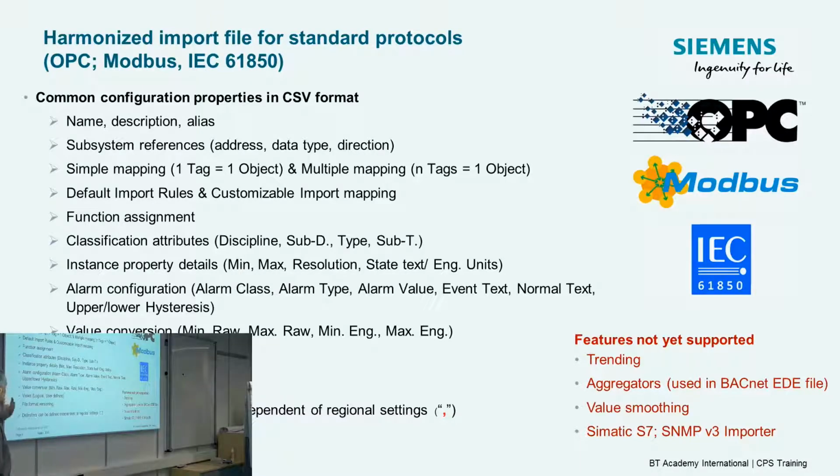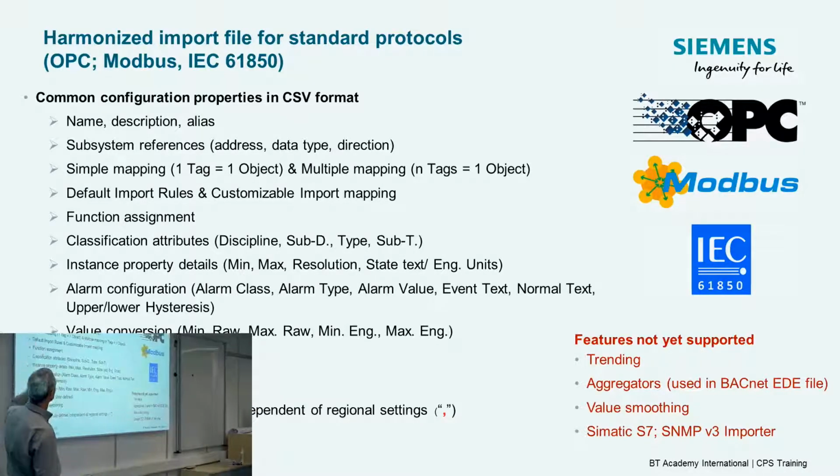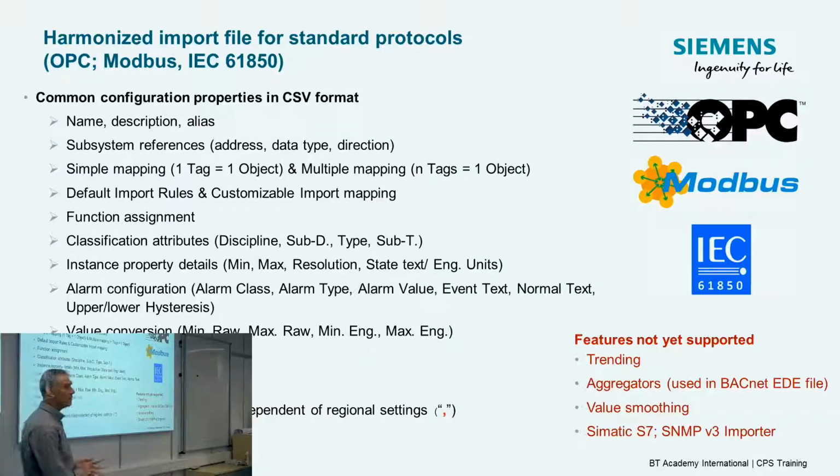And this is a list. I won't go through each one individually, but you can see overall that all the CSV files for the three standard protocols, OPC, Modbus, and IEC 61850, you'll see that later in the week, contain these common properties now. So property fields. If you create a CSV file in Excel or a text editor, all these properties can or cannot be used, but they will all be available to you to use in your configuration.